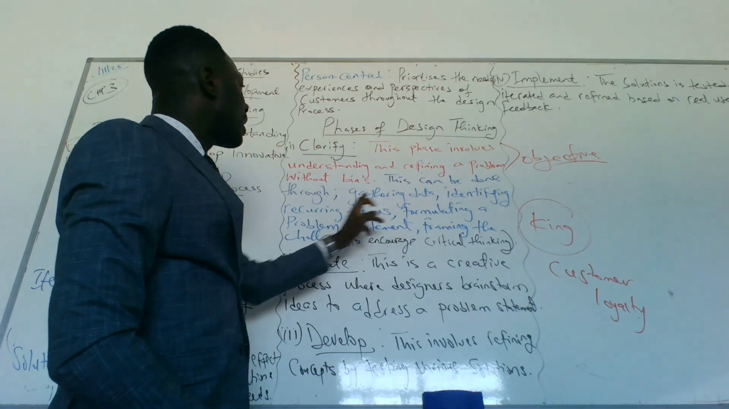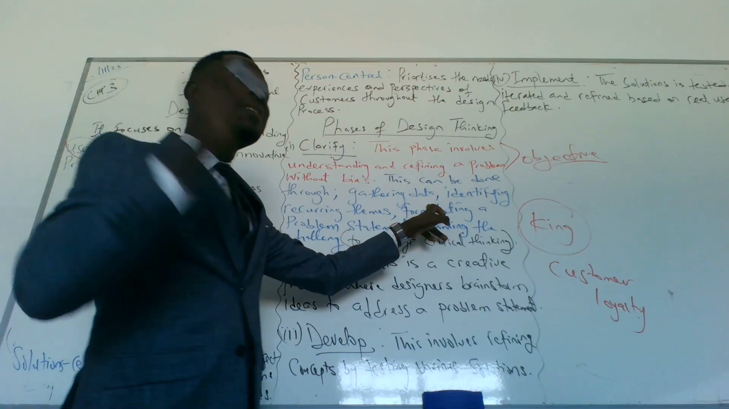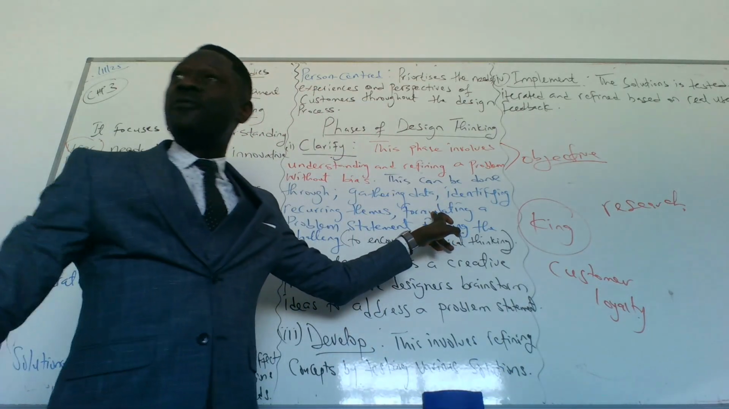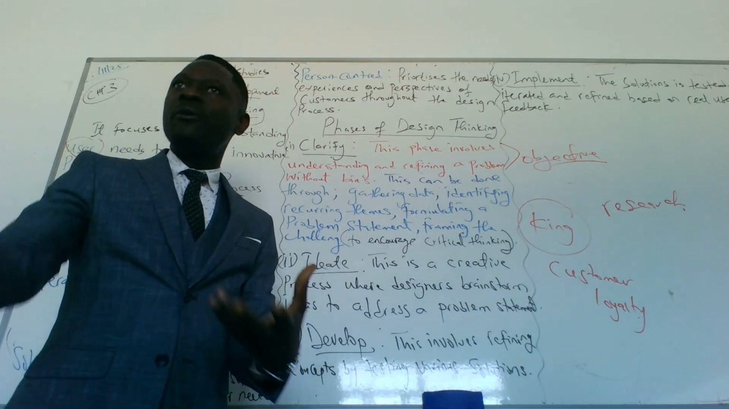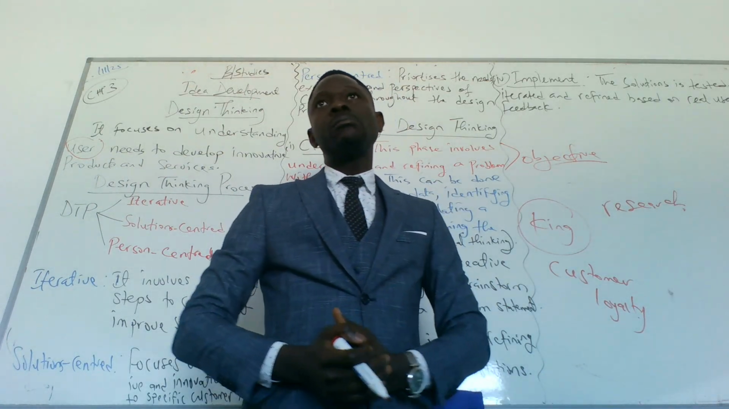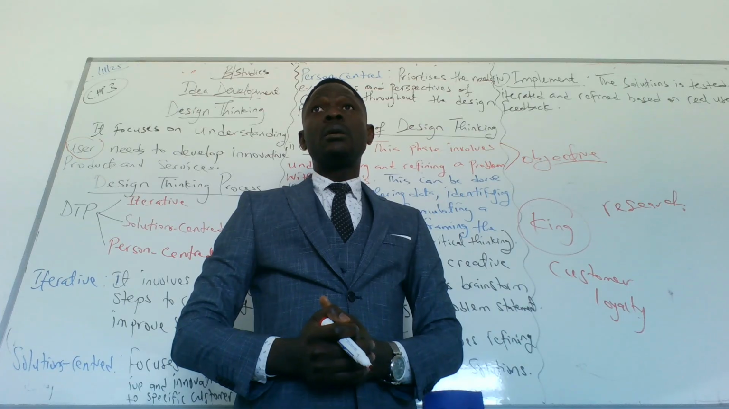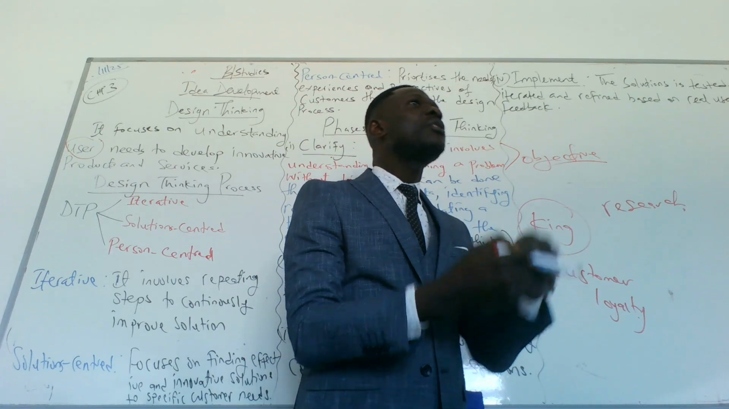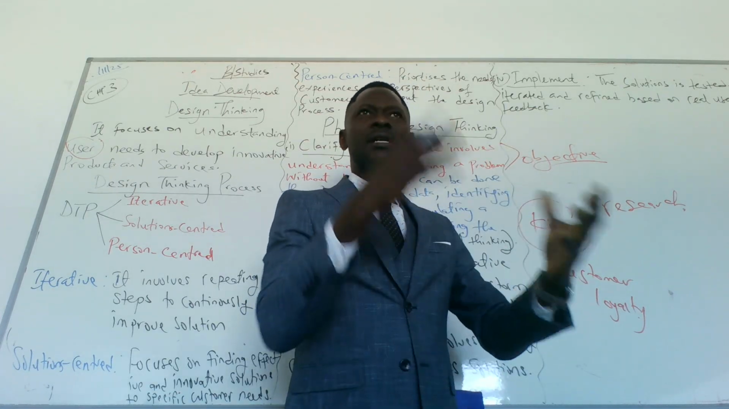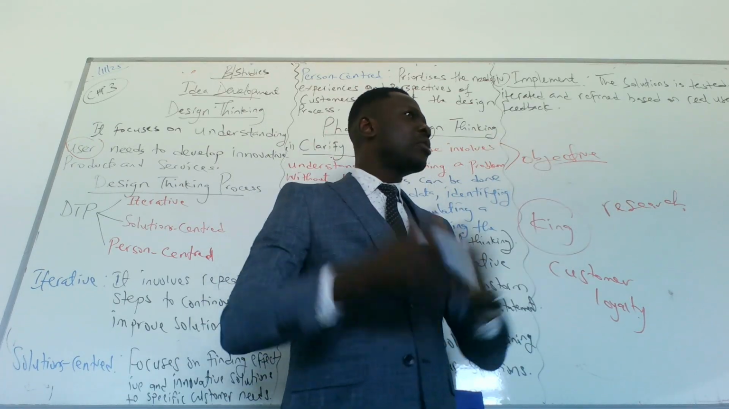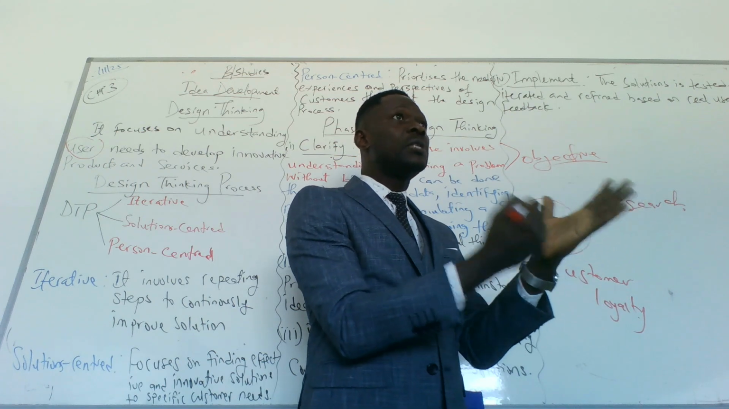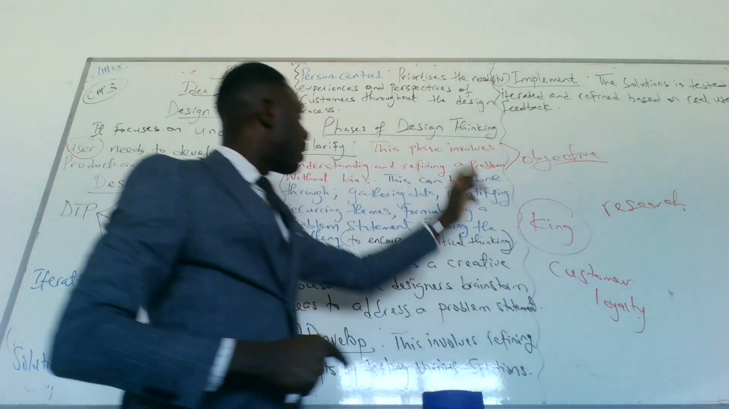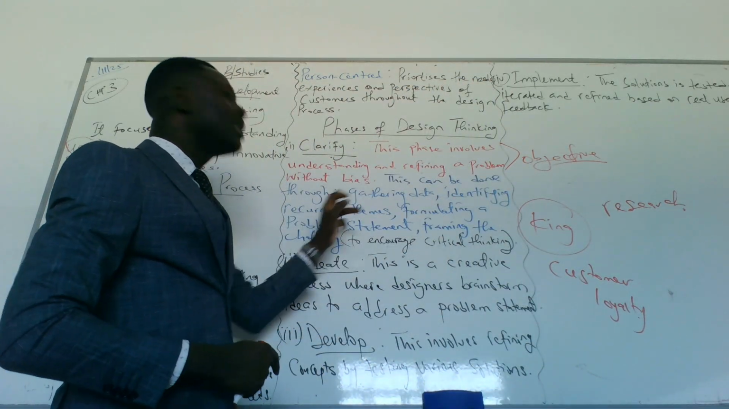So this can be done through gathering data. How do you gather data? You do research. That's how you gather information. When you gather information, it simply means you are putting into consideration customers' information. So when you gather information, it means you are able to get the facts and the figures about customers. That's about clarity.